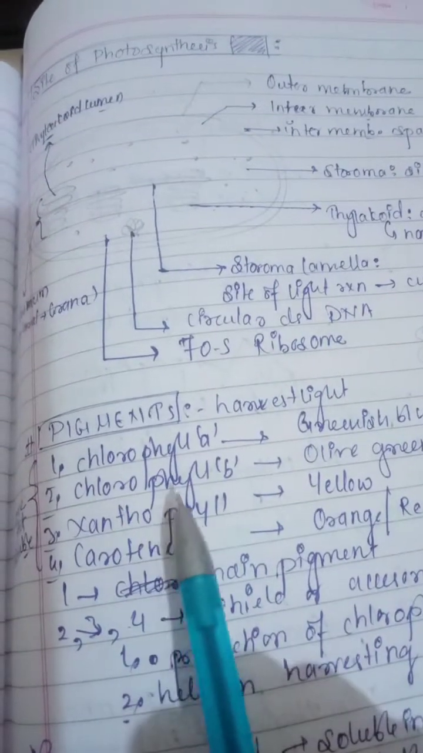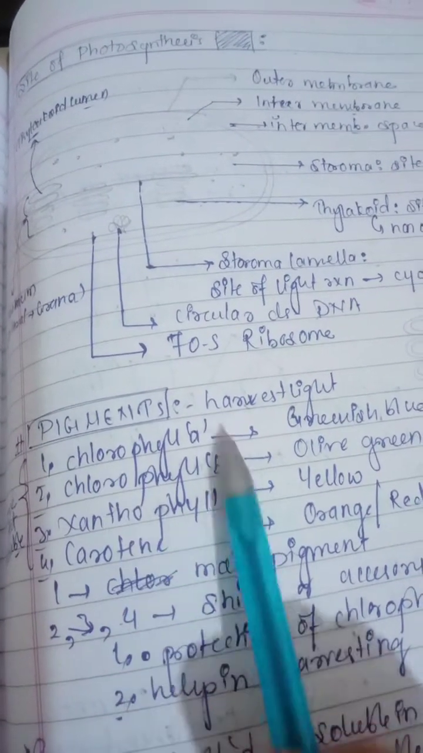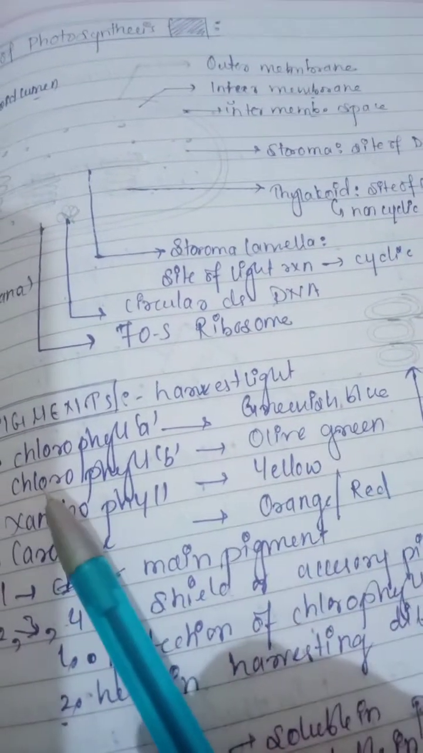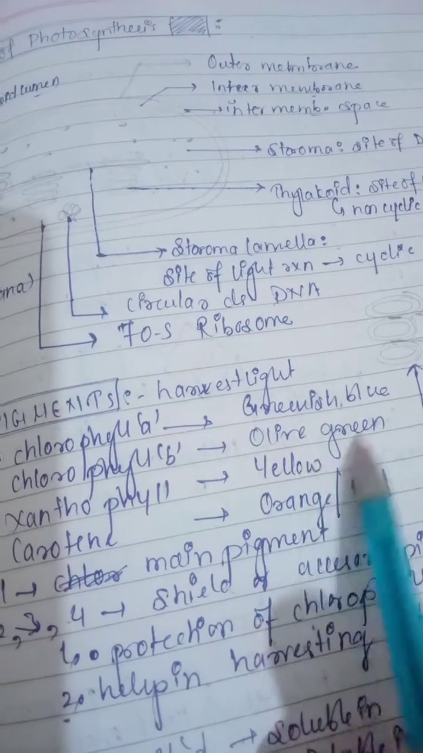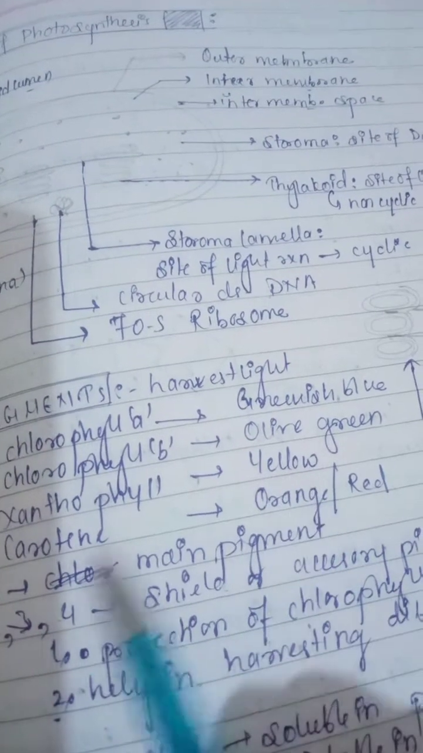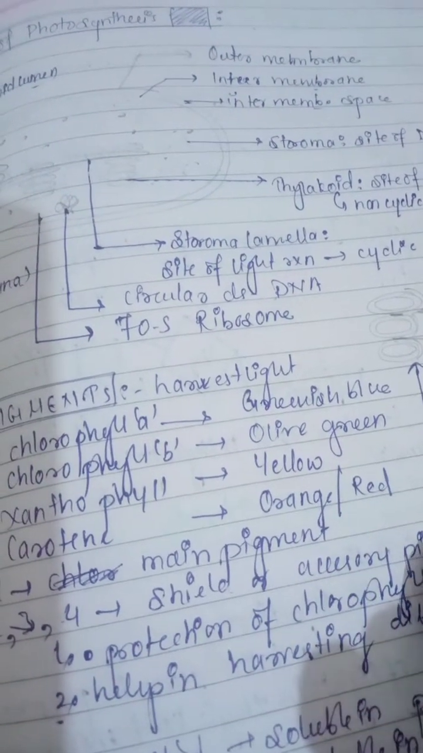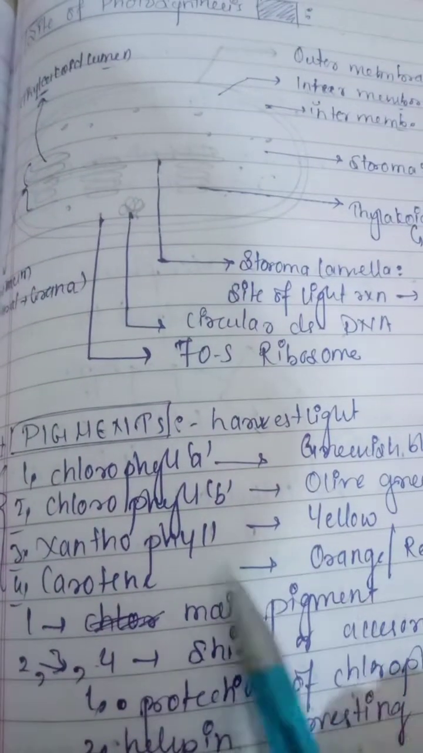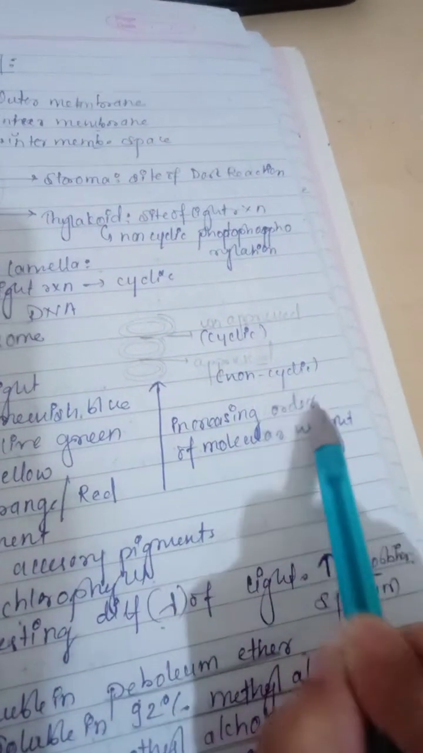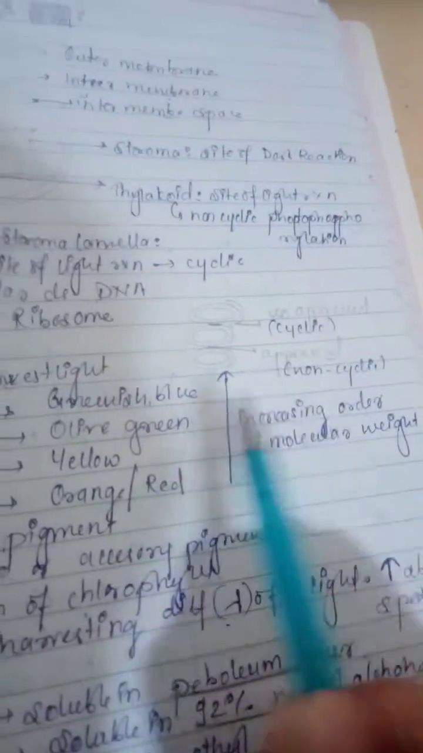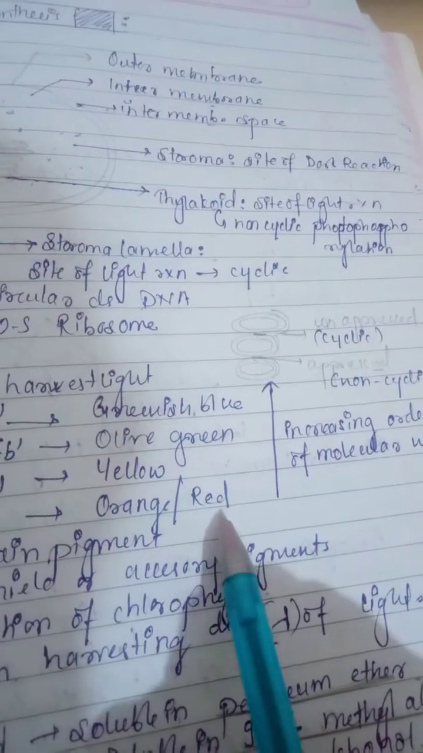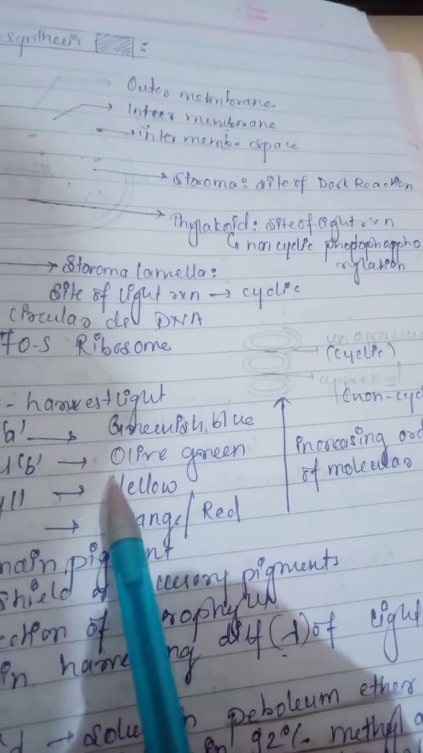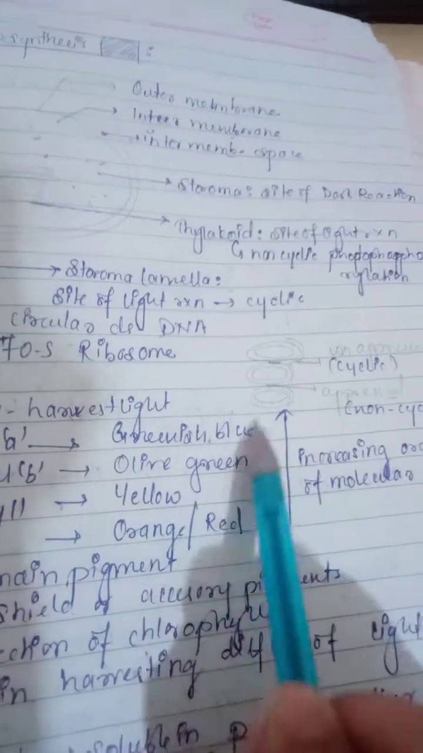The pigments used to harvest the light are chlorophyll A, chlorophyll B, xanthophylls, and carotene. Chlorophyll A is greenish blue in color. Chlorophyll B is olive green in color. Xanthophyll is yellow in color and carotene is orange red in color. This is in increasing order of molecular weight: orange red is less than yellow is less than olive green is less than greenish blue.